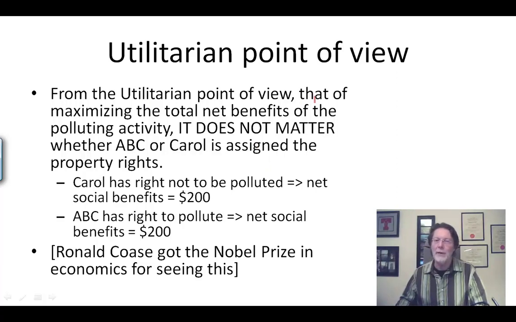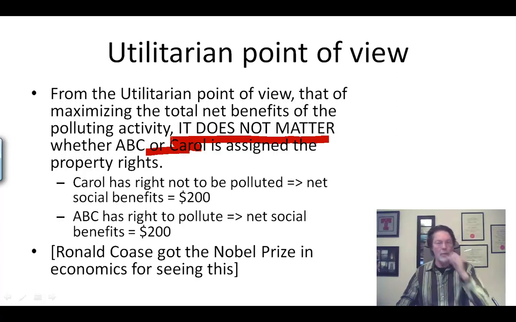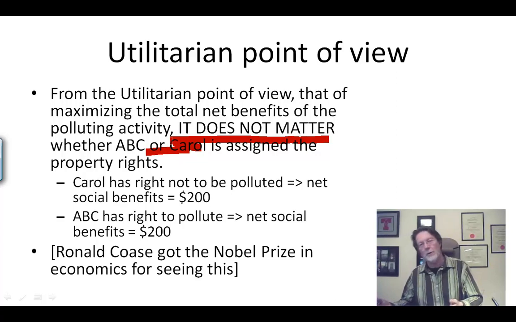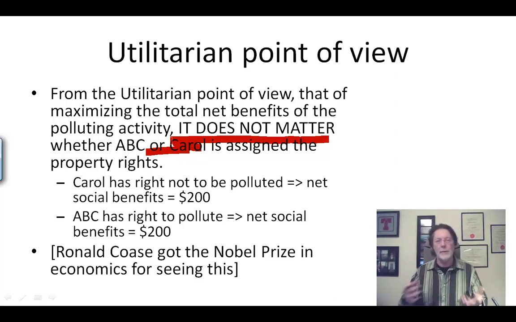From the utilitarian point of view, which is just that of maximizing the total net benefits of the activity, it does not matter whether ABC or Carol is assigned the property rights. If Carol has the right not to be polluted, you get to the $200 situation. And if ABC has the right to pollute, as long as they're marketable rights, as long as you can involve the market in the situation, then this sort of free market environmentalist approach will result in the maximal social benefits.